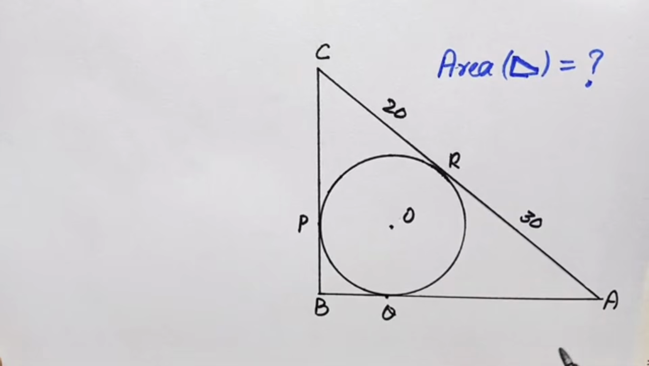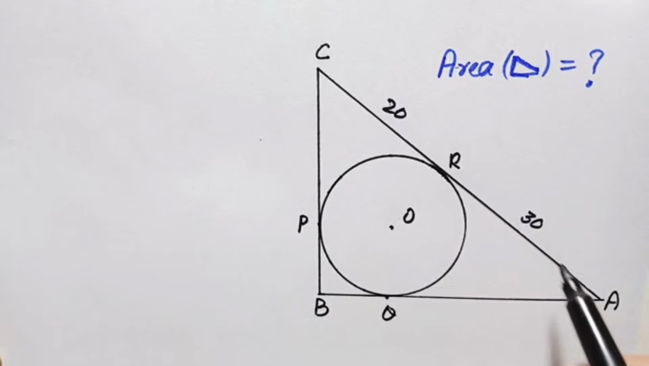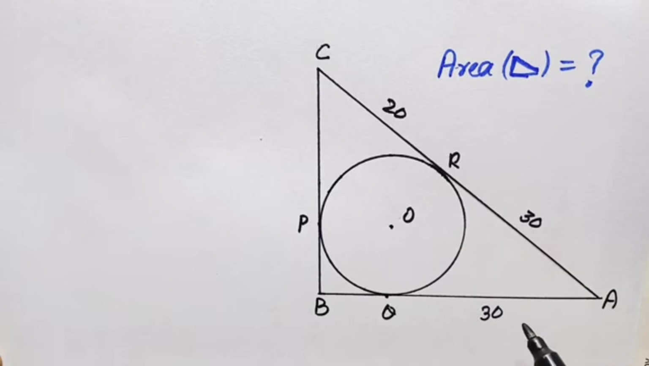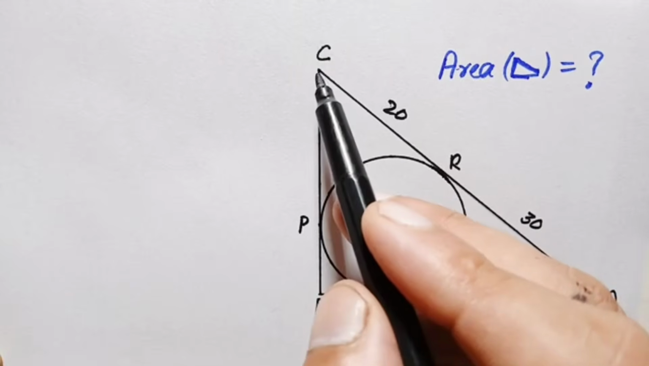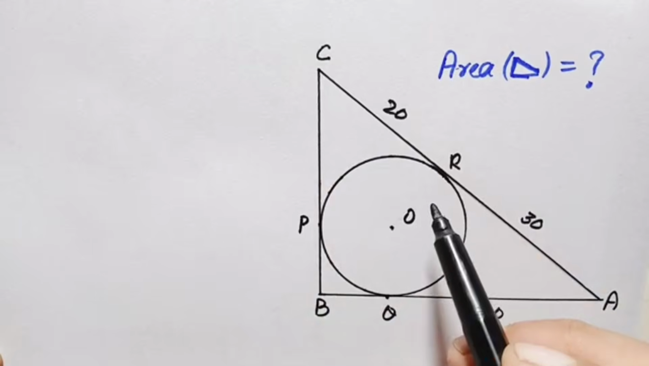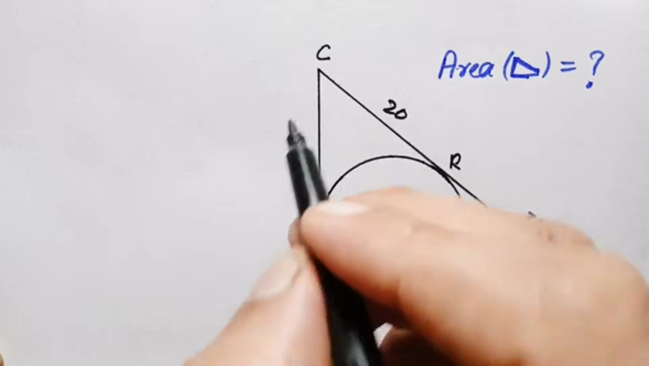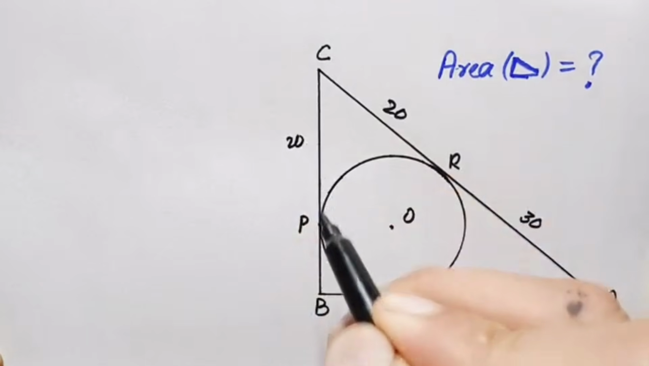First of all, we have a tangent result that if we have two tangents to a circle from an external point, then the lengths of these two tangents must be equal. So here we have two tangents from point A to this circle, tangent AR and tangent AQ. The length of AR is 30 units, so AQ will also be 30 units. There are also two tangents from point C to this circle, CR and CP. The length of CR is 20 units, so CP will also be 20 units.